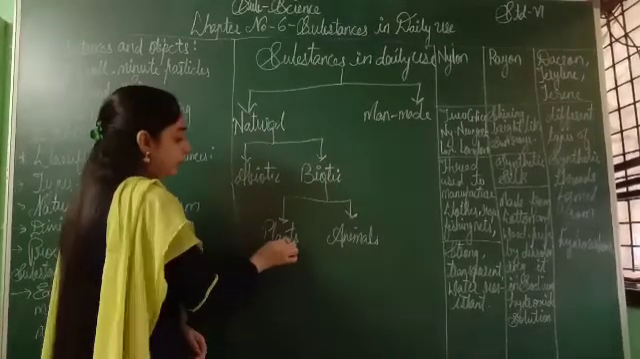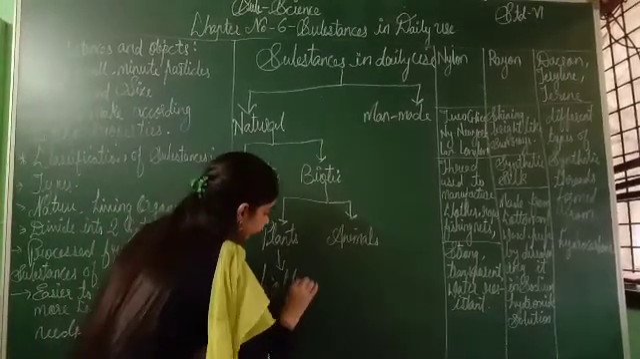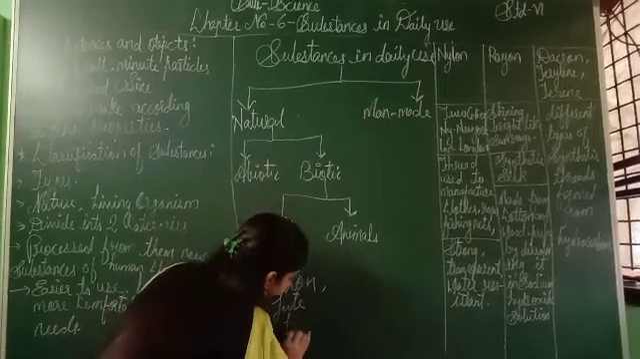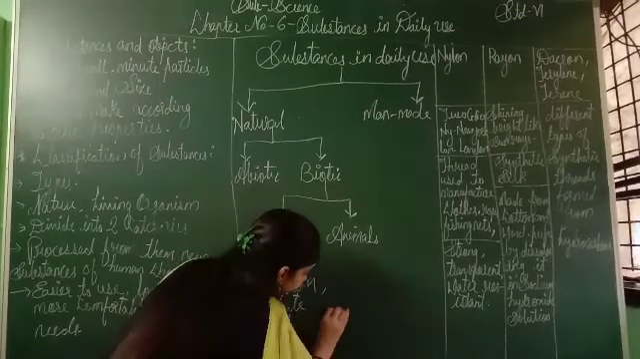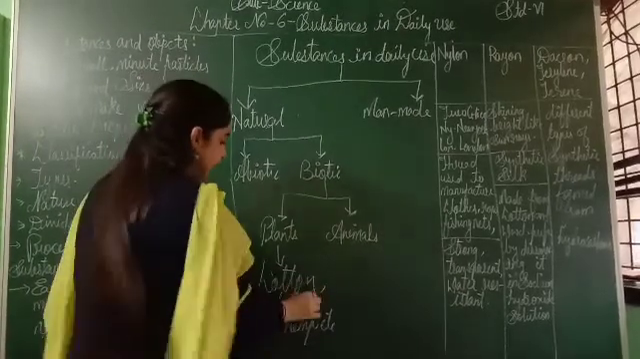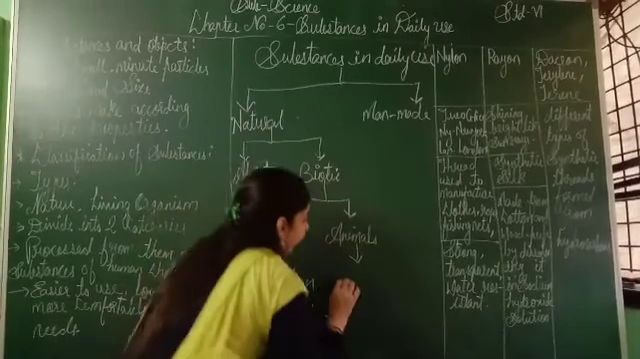Okay, so in plants we get cotton, jute, hemp, etc. for making any object. Now in animals we get leather.